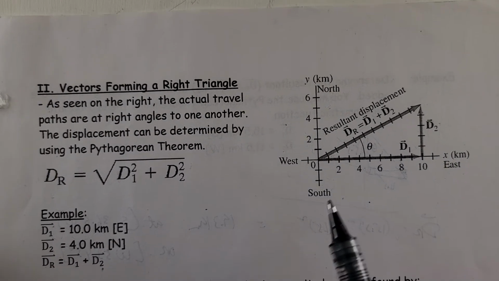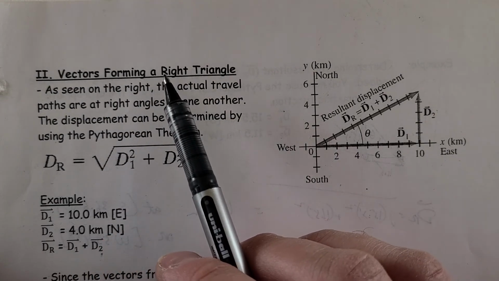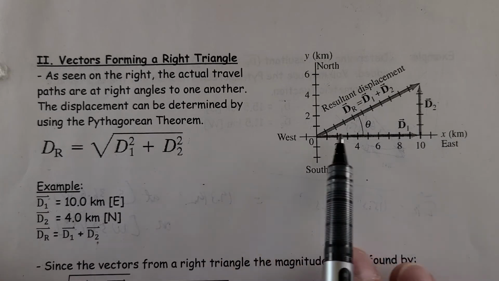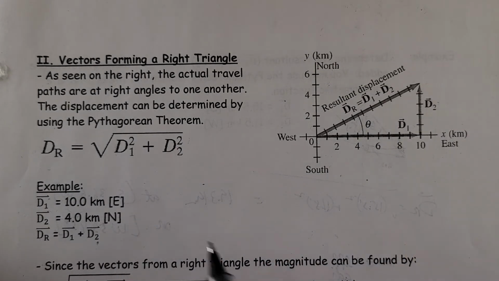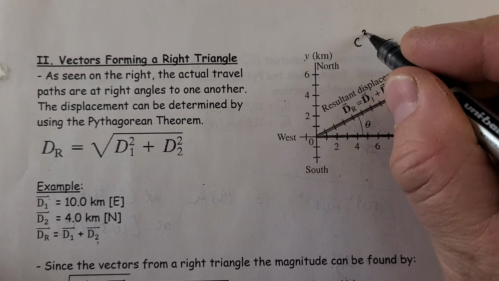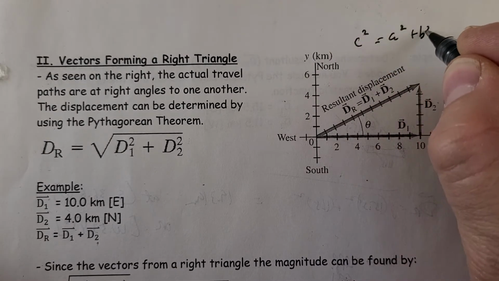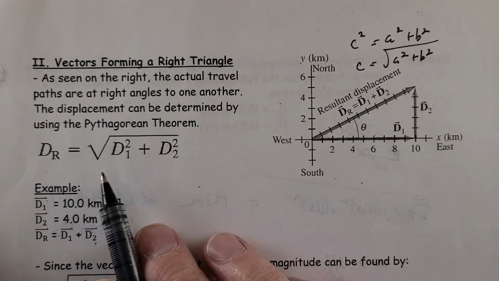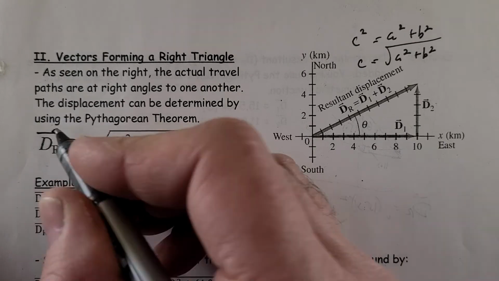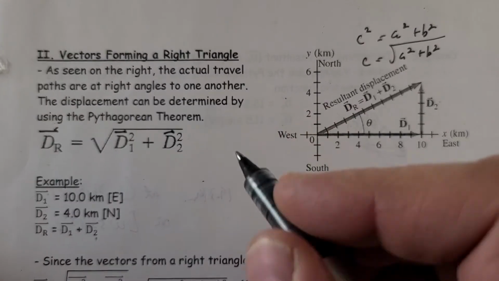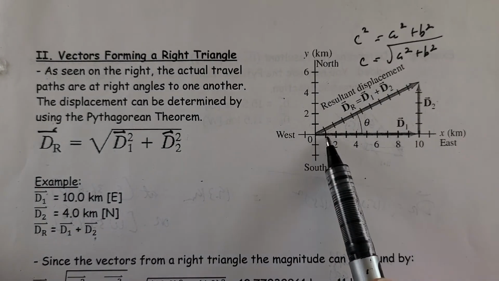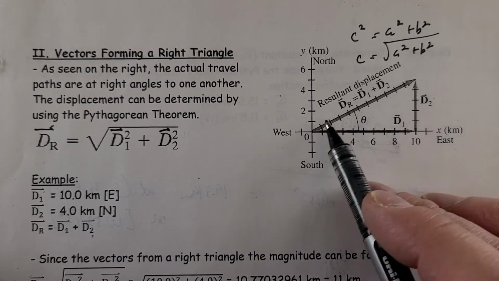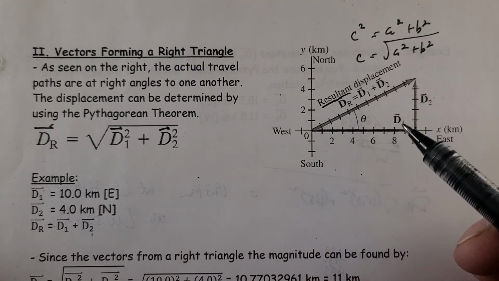So on the next page, what if I have two vectors and they form a right triangle? As seen on the right, the actual travel paths are at right angles to each other. The displacement can be determined. Yes, we have the old c squared equals a squared plus b squared, or c is equal to the square root of a squared plus b squared. So that's where this comes from. If I'm talking about displacement or some other vector, or I could call it v, it's side squared plus side squared. So d1 squared plus d2 squared gives me resultant vector squared.